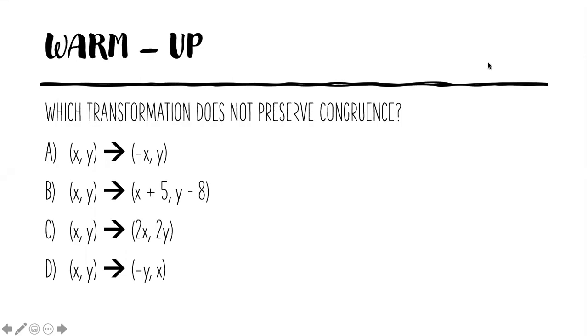Last class, we reviewed transformations. So this question is a warm-up from last class. Not even looking at the answer choices, which transformation does not preserve congruence? Dilation. Now, knowing that in your head, which of these answer choices represent dilation?